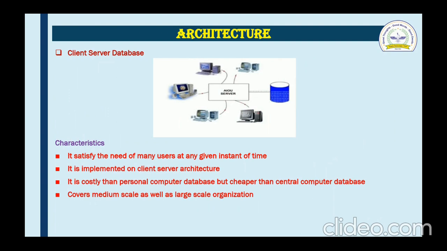Client server database. This type of database is developed on client server architecture, that is, a local area network. Let us now discuss some important characteristics of client server databases. These are: number 1, it satisfies the need of many users at any given instant of time. Number 2, it is implemented on client server architecture. Number 3, it is costlier than personal computer database but cheaper than central computer database. Number 4, it covers medium scale as well as large scale organizations.